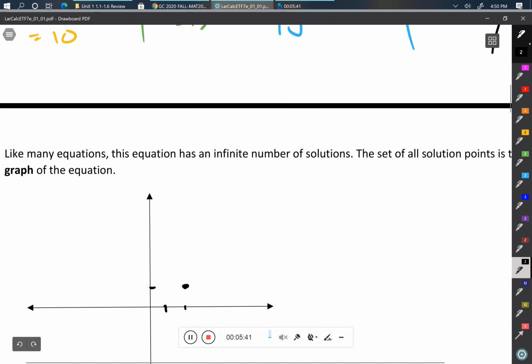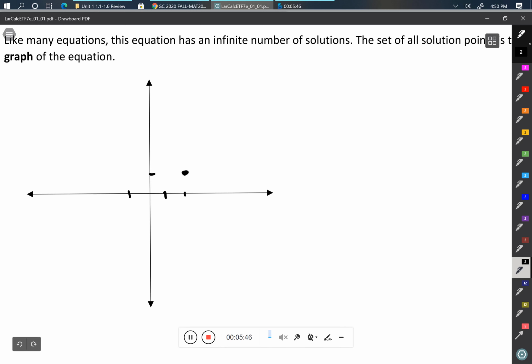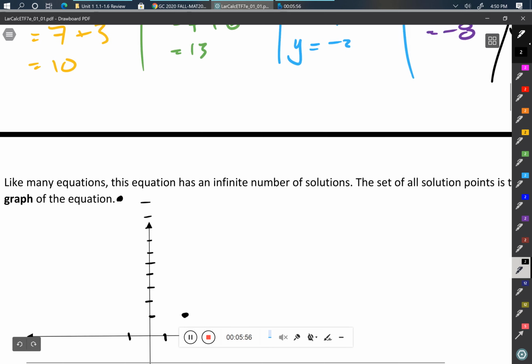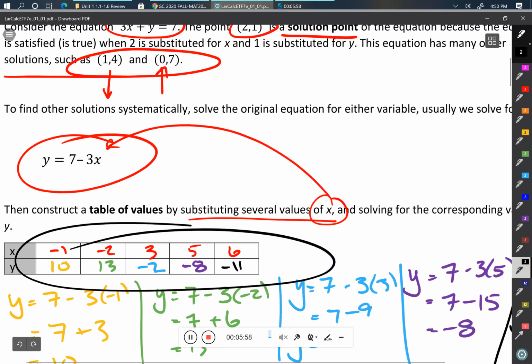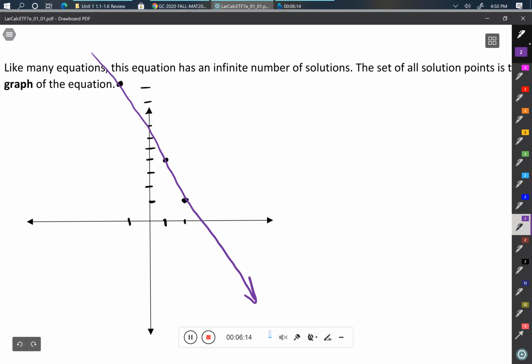And then we had a couple other solution points. What did we have? We had negative 1, 10. So when x was negative 1, y was 10. 3, 4, 5, 6, 7, 8, 9, 10. So way up there. And if I plot a couple more points, like when x was 1, y was 4. So when x was 1, 1, 2, 3, 4. So right about there. And then if I were to draw the straightest of lines through those, that line would be the graph of the equation.